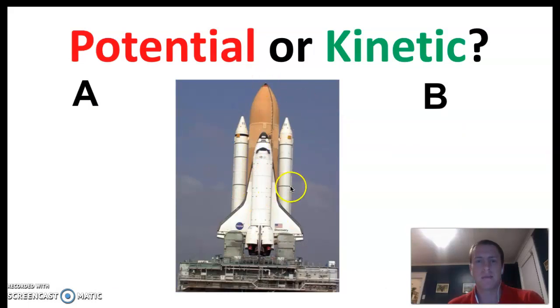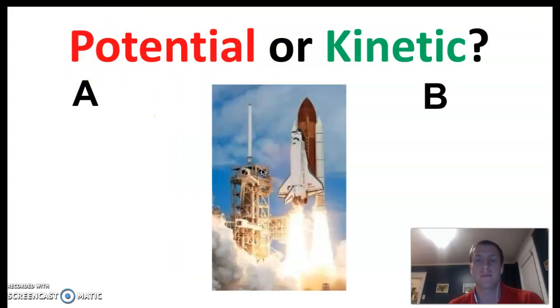Potential or kinetic? Pause. And we're back. This would be a consideration of it's not moving. It's not about to fall anywhere. It's actually the opposite. It's going to go up because it has a tremendous amount of potential energy stored up in the fuel inside the rocket. And this would be a picture of that energy being released.